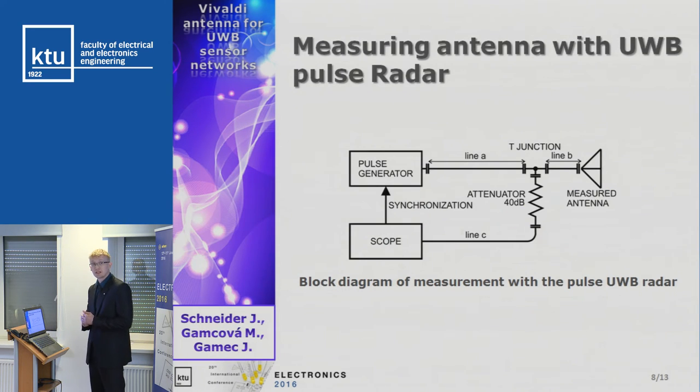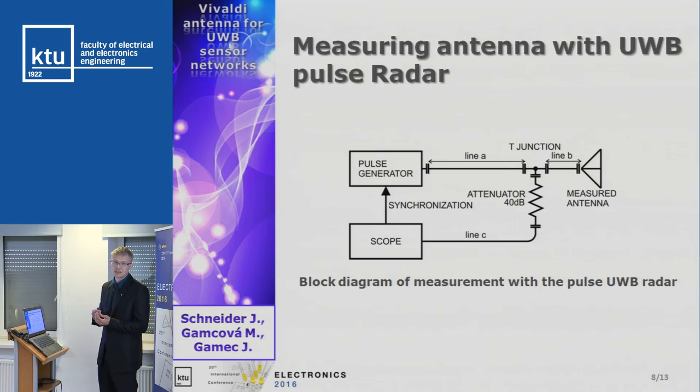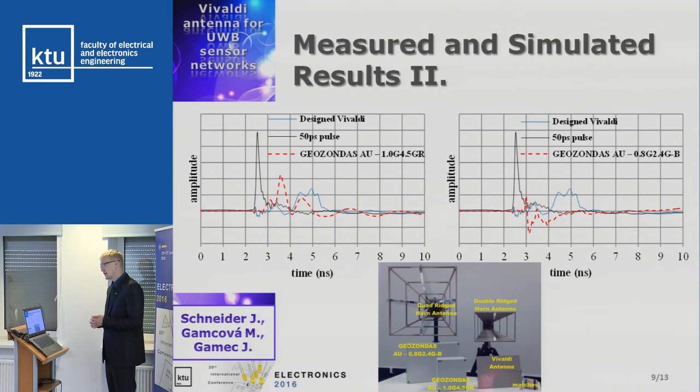Also, the antenna can be measured with a pulse UWB radar. This is the block diagram of the measurement. The principle is very simple. We transmit a narrow pulse to the antenna, and from the antenna this pulse is reflected, and we obtain this pulse in the scope. And according to lines, we set this observation window. And we obtain an impulse response.